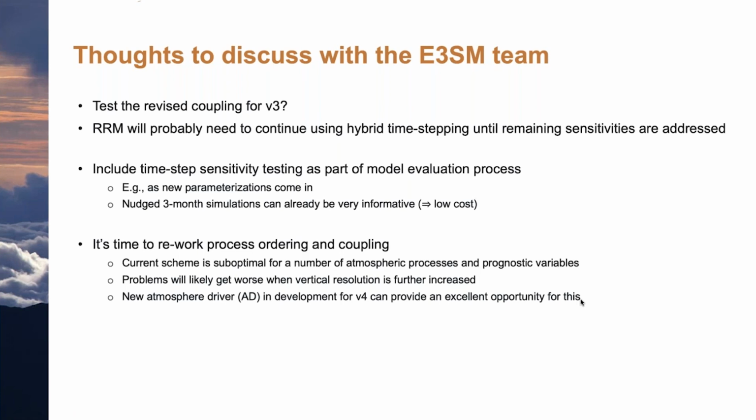And then we have some pieces of evidence showing that the problems will likely get worse when vertical resolution is further increased. We don't know whether the E3SM team has a plan to further increase the vertical resolution to something higher than 72 levels, but we do know there are some other efforts going on, for example, under a SIDAC project exploring higher resolutions in some regions and for some processes. There, we might run into time step sensitivity issues again.